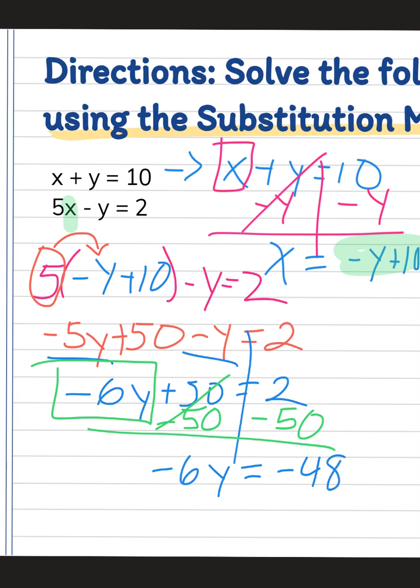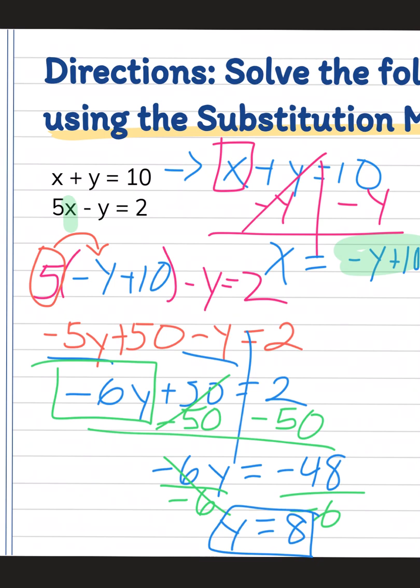All right, last part for the y. How do I get y by itself? Divide by negative 6. Good, thank you. Y is equal to what? 8. Positive? Yes. Because of the 2 negatives, right?